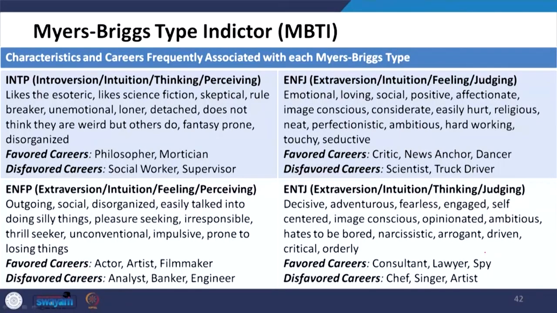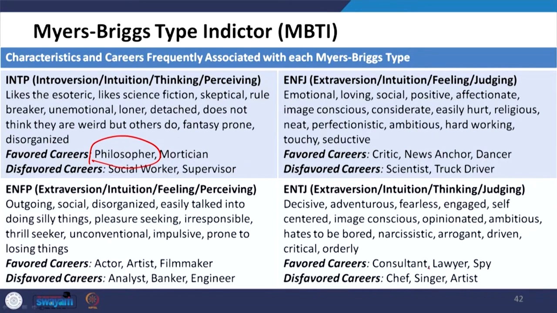Now, this is another example, that is the INTP, introversion, intuition, thinking and perceiving, and ENTJ, extroversion, intuition, thinking and judging. Here introversion and intuition are there, like in the previous slide we have seen. But here it is thinking with perceiving, and that is why the job which has been suggested is philosopher, right, but not social worker and supervisor, these are not favored ones. While in case of the ENTJ, extroversion, intuition, thinking and judging, it is consultant and lawyer that have been the focus, right, and these favored careers are chef, singer and artist.